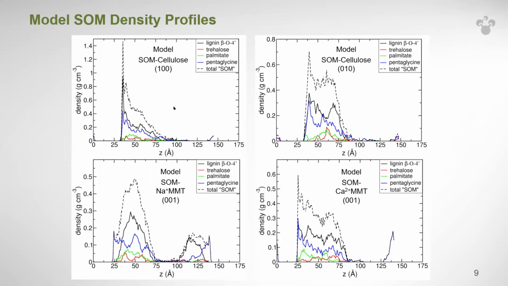There is the potential for hydrogen bonding that could take place with the surface by breaking some of the hydrogen bonds in the surface. And if you look at the 010 surface, which is more hydrophilic, you'll see that the lignin, the hydrophobic lignin, its density is pushed out a little farther from the surface compared to the cellulose 100 surface.